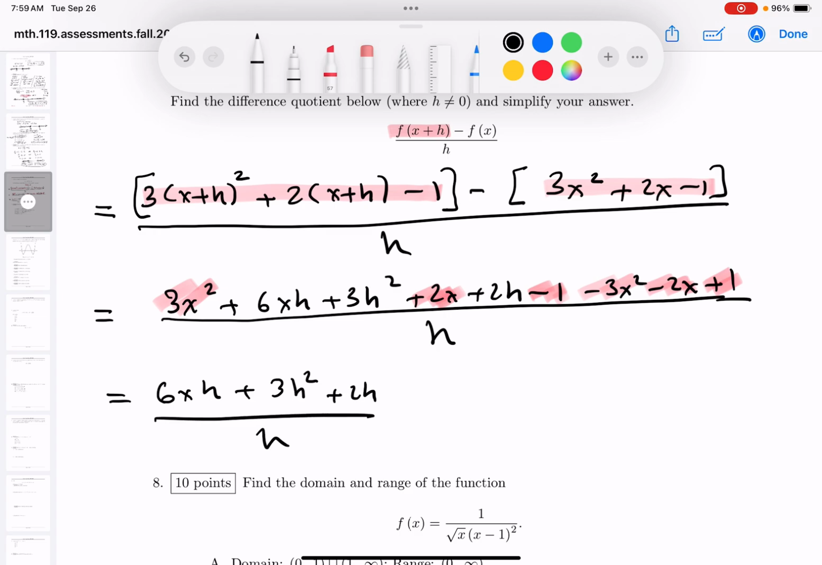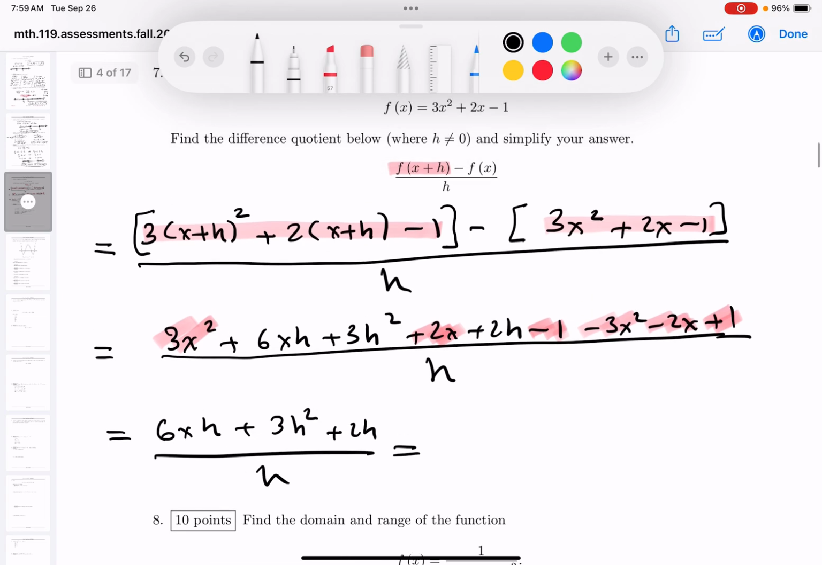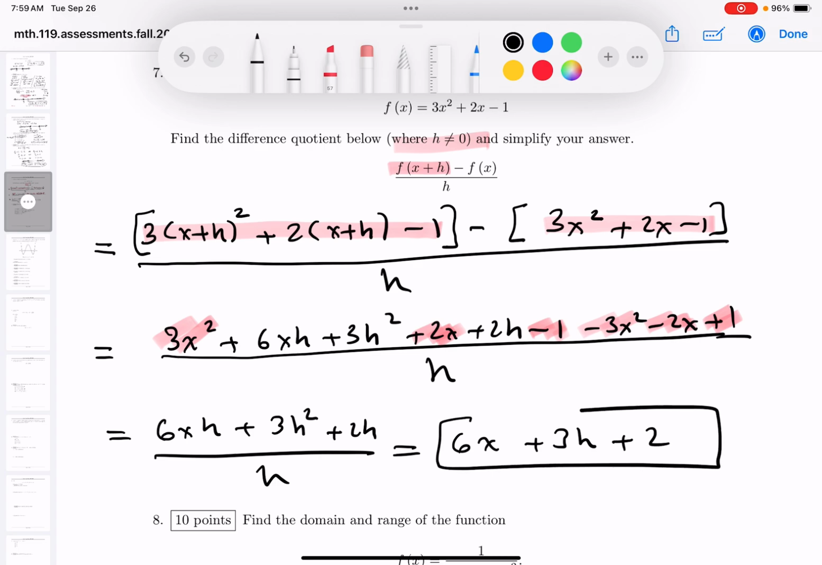Divide by h. And you can divide by h because h is not equal to 0. Where does that say that? Right over here. So if h is not equal to 0, you can freely divide by it. And what do you get over here? 6x plus 3h plus 2. And that gets boxed. That's a difference quotient. All right, so let's keep going forward.